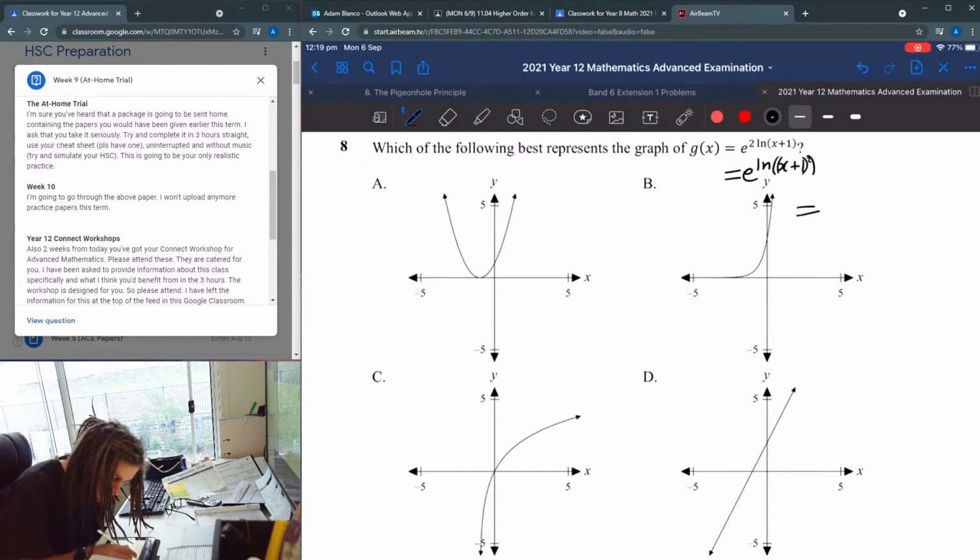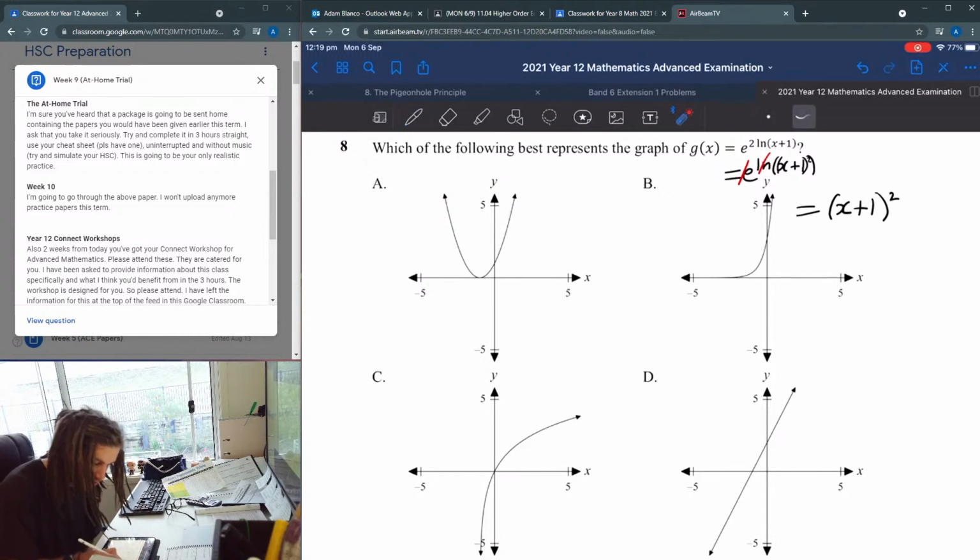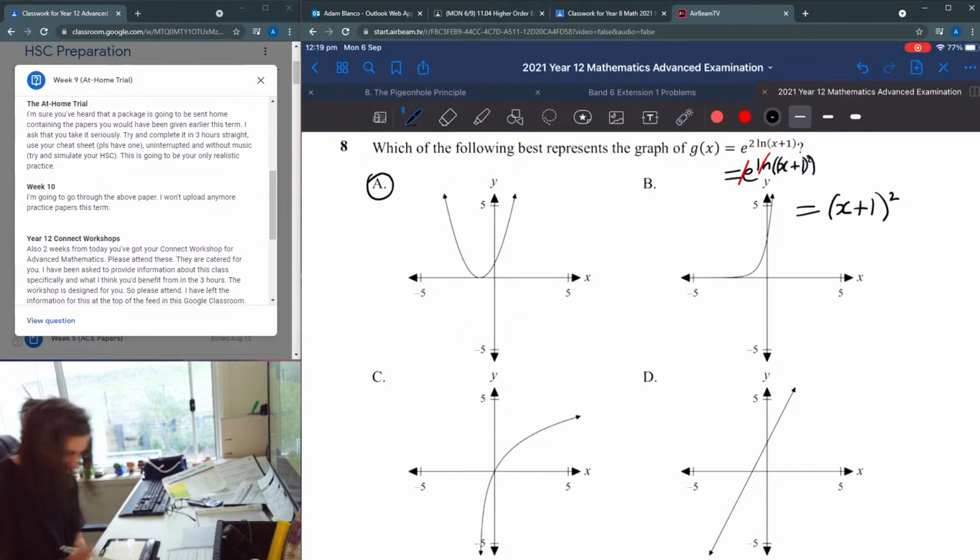And then I can cancel the exponential and the log, and then I'm just left with x plus 1 squared. You'll notice that that's just x squared, which is a parabola, and it's been moved to the left 1. A parabola moved to the left 1. I'm pretty sure that's this. So that's that.